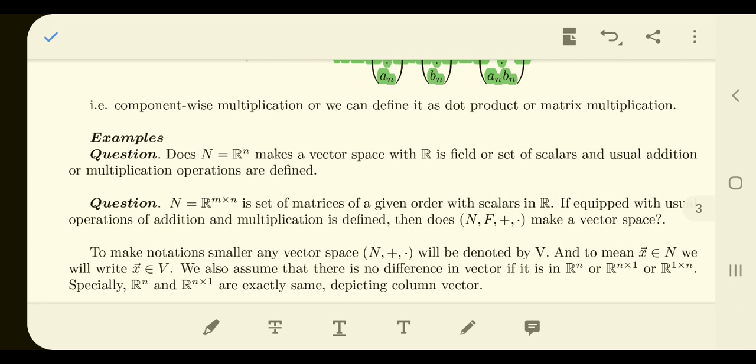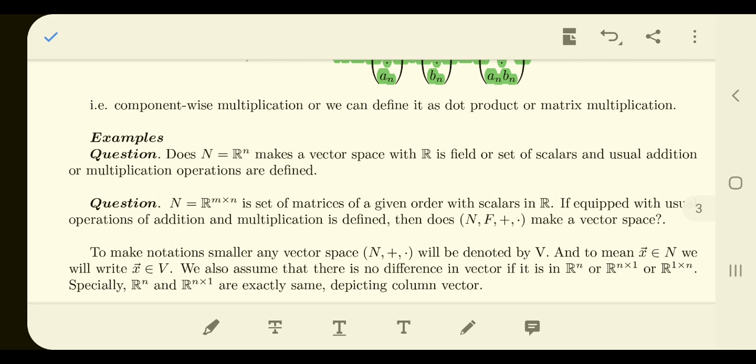Similarly, if you take vectors to be matrices in R^(m×n), and we define scalar multiplication such that multiplying a real value with the matrix multiplies each component of the matrix by that scalar, then this will also result in a vector space. It will follow all those properties that we have stated earlier for being a vector space.